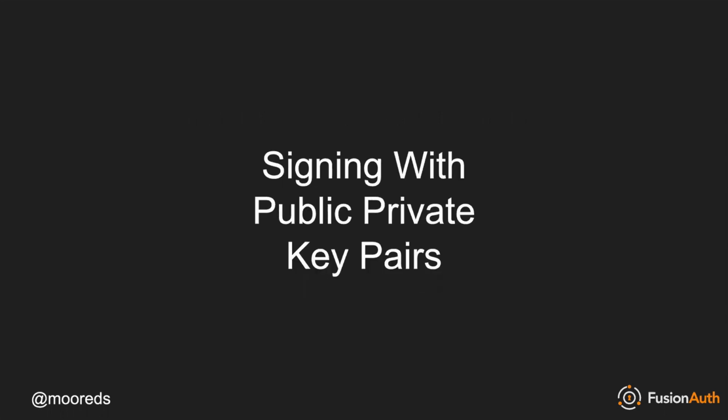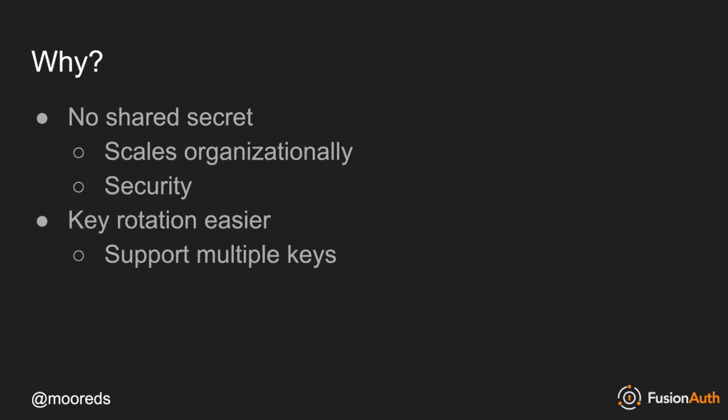So let's talk about public-private key pairs. The issue with signing with a symmetric key is that you have to distribute the secret. So again, back to my user and to-do APIs. The user API uses some great secret to sign the JSON Web Token. The to-do API, in order to validate that the token was signed by the user API, needs to have access to that same secret. That works fine if you have a small application, or everything's being done by one team.